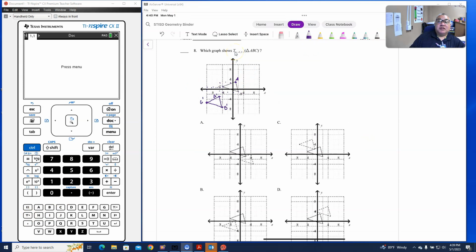This is a translation, and it's 3 units to the left, and then 3 units up. It should have been up. This is going down, so this one's incorrect. So we know that B is not the answer. We know that D is not the answer. And we know that A is not the answer. It has to be C. It's going to go 3 units left and then 3 units up. So your answer is C.